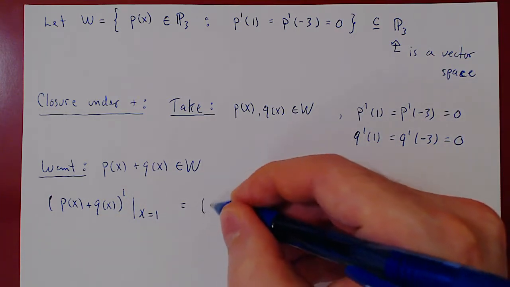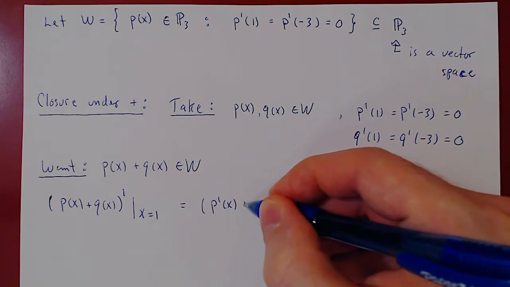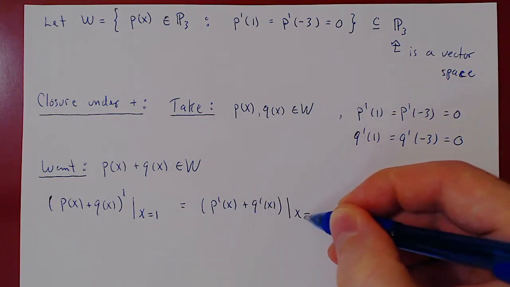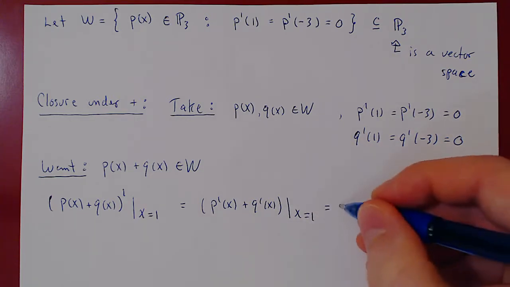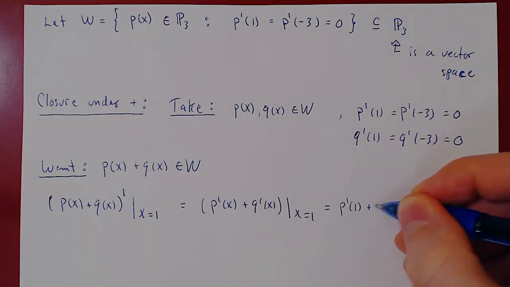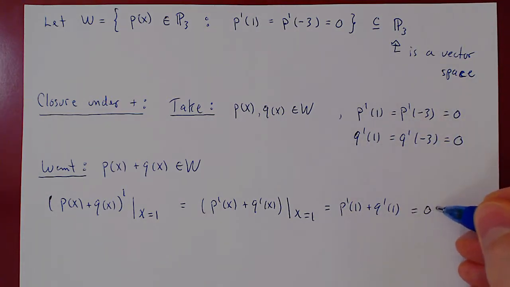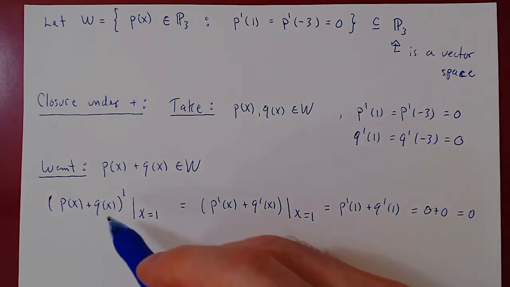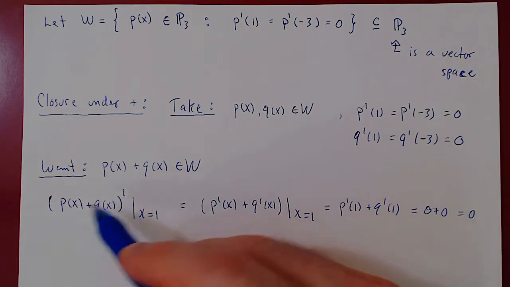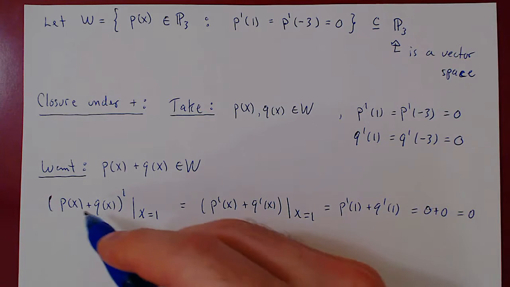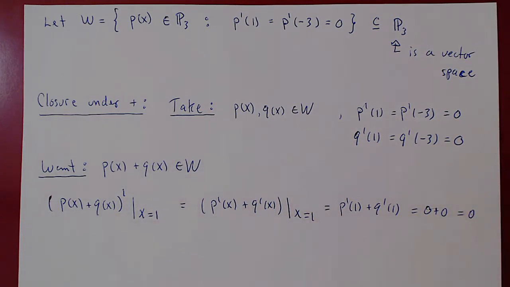So we find the derivative of p plus q. We know this is simply the derivative of p plus the derivative of q, as the derivative is linear. And now we can evaluate at x equals 1. We get p prime of 1 plus q prime of 1. But we know that both of these are equal to 0 by assumption. 0 plus 0, the result is 0. Therefore, at x equals 1, the derivative of p plus q is equal to 0. So x equals 1 is a critical point of p plus q.